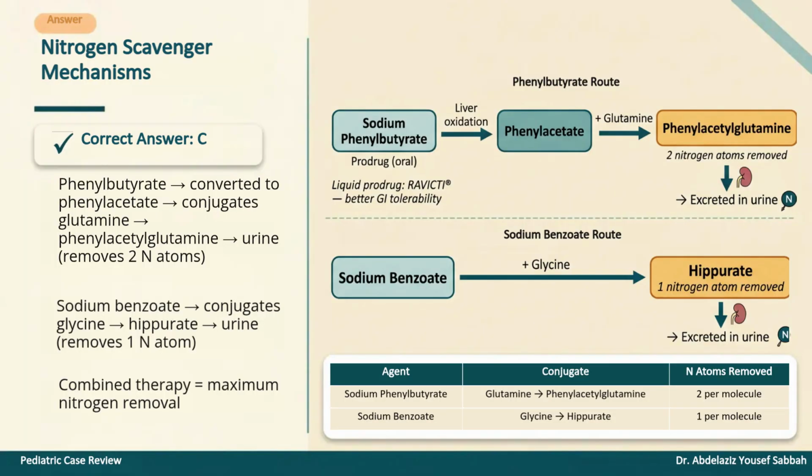Sodium phenylbutyrate is an oral prodrug. The liver oxidizes it to phenylacetate. Phenylacetate then conjugates with glutamine to form phenylacetylglutamine, which is excreted in the urine, removing 2 nitrogen atoms per molecule.